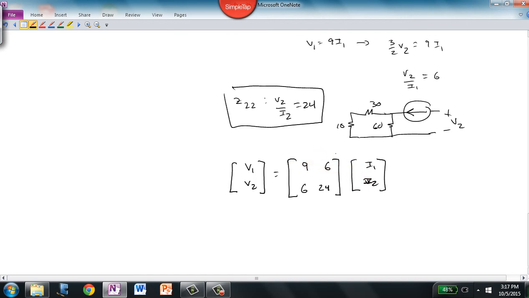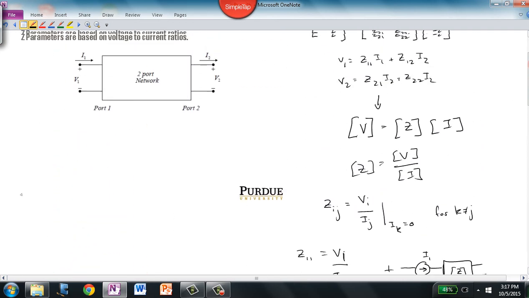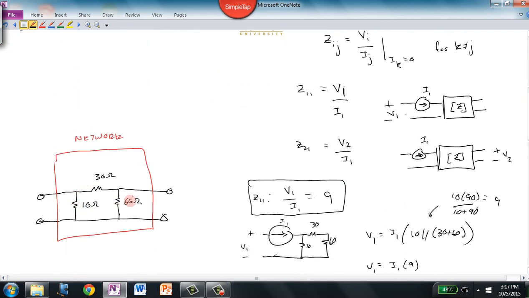In this case, it's not super useful. It probably would have been easier to just use a standard network analysis technique, since we're just looking at a resistive network right here. But this technique is often used to characterize more complicated electrical networks when we don't really know what's going on inside, but we do have access to the ports.